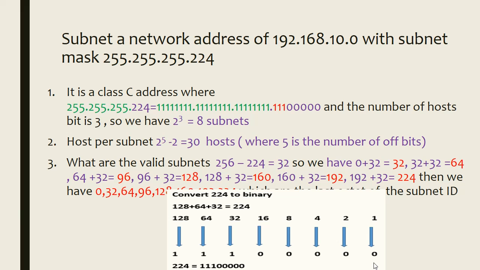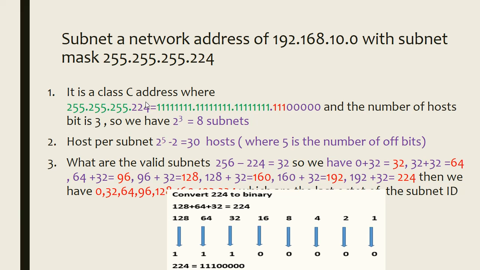Now if you want to subnet a network of 192.168.10.0, the same network address but with a different mask, in this case 224. Now you all know that 255.255.255 is the network portion, while the 0 is the host portion. Now that makes 255 the network portion, while I'm concerned with only 224. So from here, 11111111 represents 255.